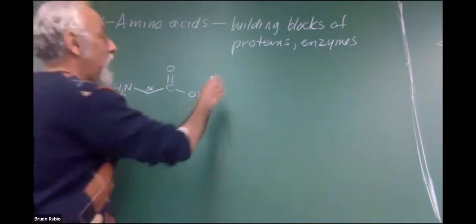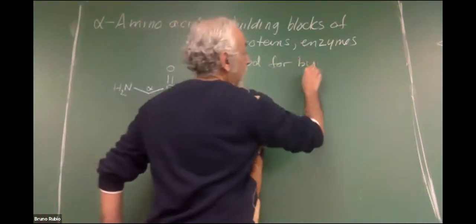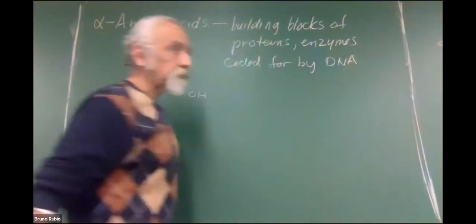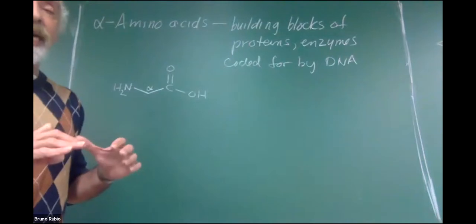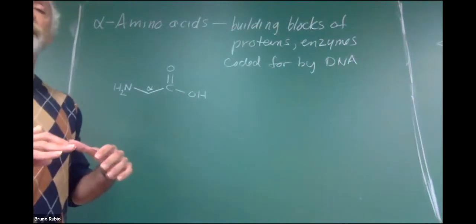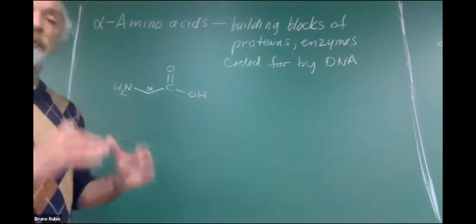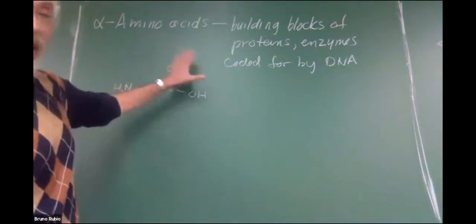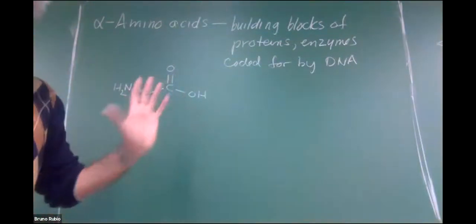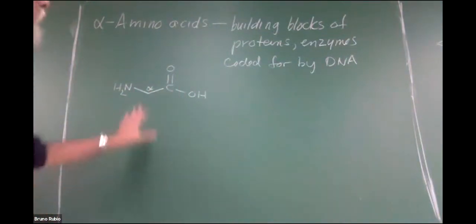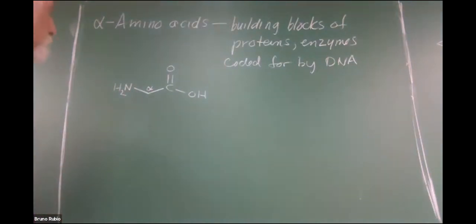So the alpha amino acids, these are coded for by DNA. So you know about DNA, right? And how DNA is a template for the manufacture in a physiological system of proteins, and proteins are made out of amino acids. So the alpha amino acids, and not the beta or the gamma or any other kind of amino acid, that's what DNA is there for, to create the sequence of alpha amino acids in a protein.